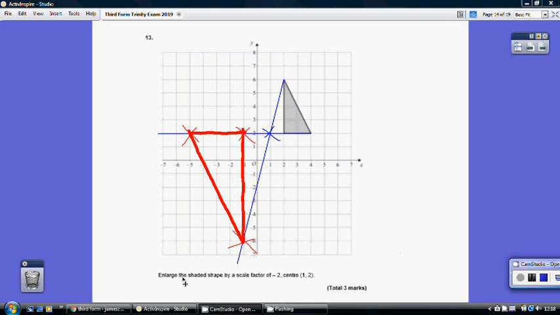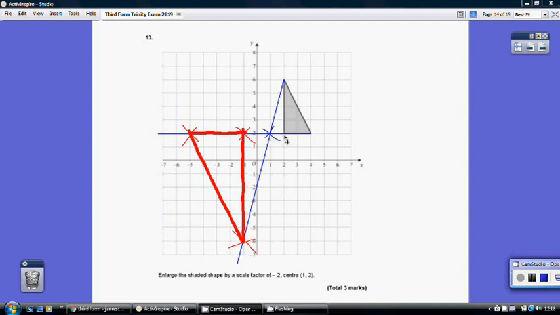Question 13. So we have to enlarge the shape by scale factor -2, centre 1, 2. So first thing, establish where the centre is. So that's at 1, 2. Now, we're going to make it twice as big, but it's going to be twice as far away in the opposite direction from this centre of enlargement.